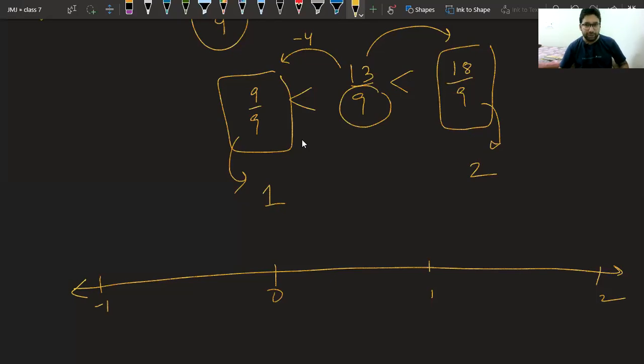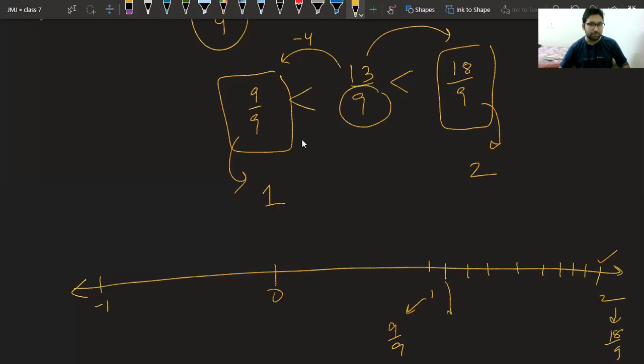I will make how many divisions? 9 divisions. So 1, 2, 3, 4, 5, 6, 7, 8, and this is 9 already. So actually I am drawing 8 lines and the ninth one is already there. So please see, class, this one can be written as 9 upon 9. This 2 can be written as 18 upon 9.